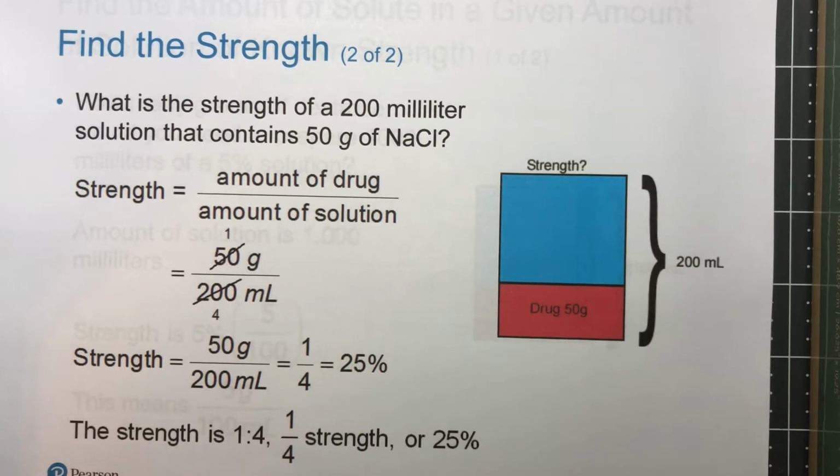Remember that when you're doing strength, you can either have milliliters and milliliters, or you can have grams and milliliters. When you're talking about the strength, you don't include the units. They are implied.